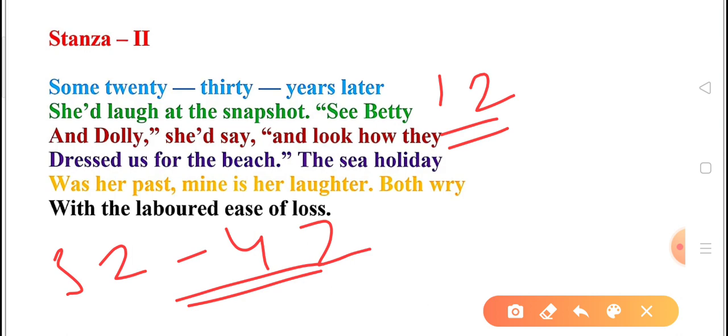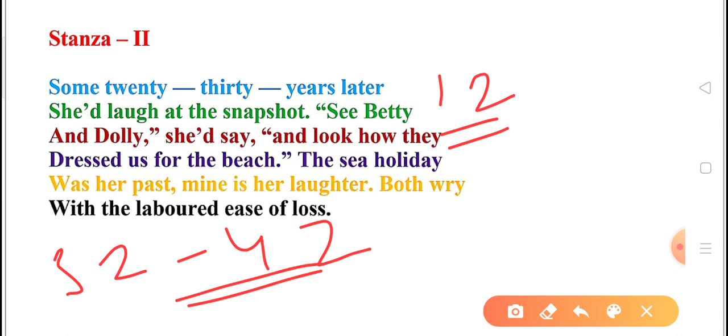So the poetess says that my mother used to look at the photograph. She would look at the photograph and then, addressing her cousins, Betty and Dolly, who were the cousins of the poet's mother, she used to laugh and say, see Betty and Dolly, this is how our parents used to dress us up. What type of dresses we used to put on? Children are children. They are not that formal. Whatever casual clothes are given to them, they happily put them on. It shows the innocence of childhood also.